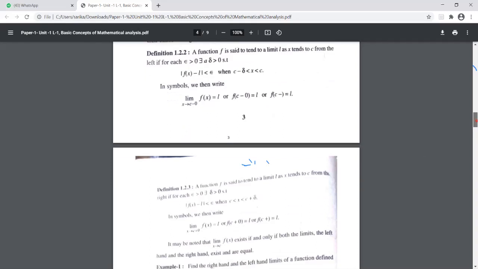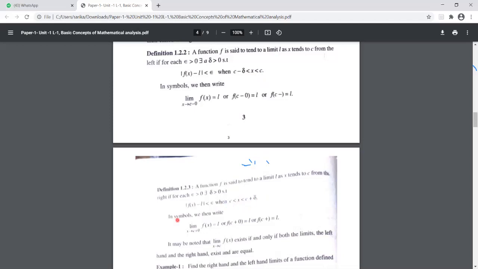Now, for plus also, we should see a function f is said to tend to a limit L as x tends to c from the right. Right is plus. If for each epsilon greater than 0, there exists a delta greater than 0 such that, same thing, mod of f(x) minus L is less than epsilon, where now because it is from the right side, here we will add delta, here nothing will be there. So x lies between c and c plus delta this time.